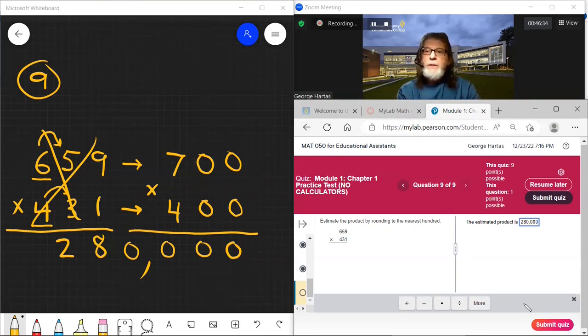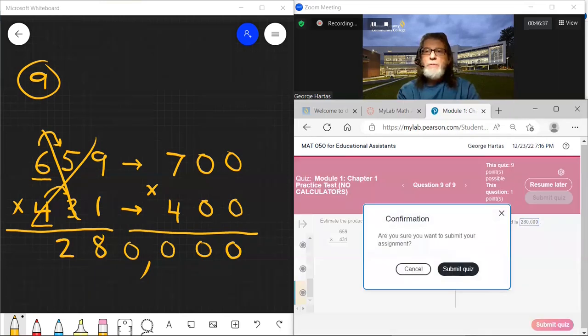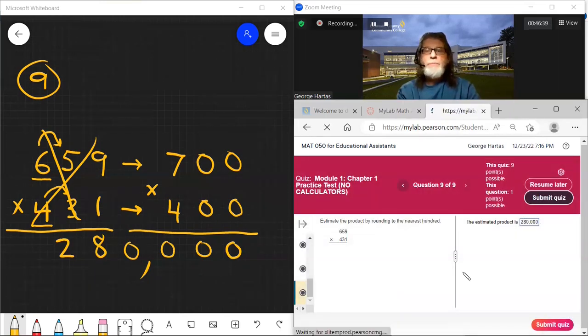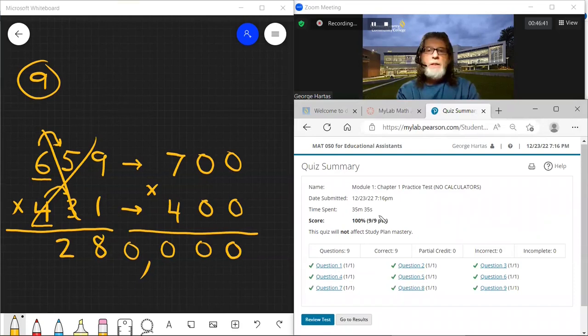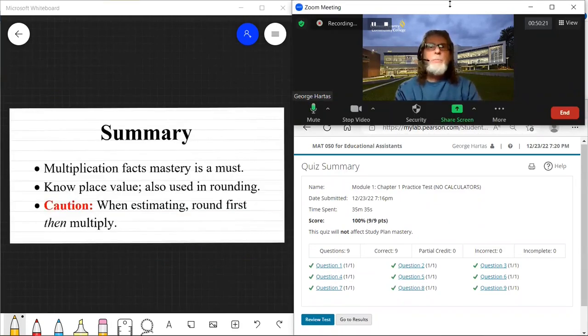Let's see how we did. Okay, very good. As you saw, mastery of the multiplication facts is a must. You need to know the place value of digits. Place value is also used in rounding. For estimating, remember to round first and then perform the arithmetic operation. For our problem, it was multiplication.